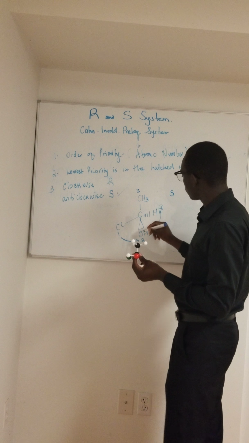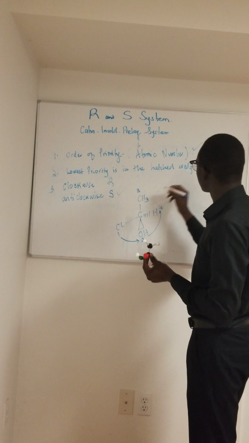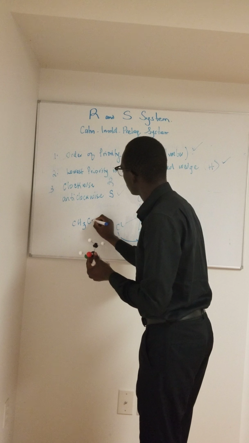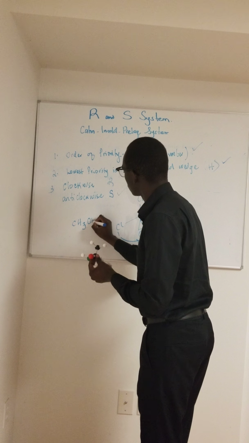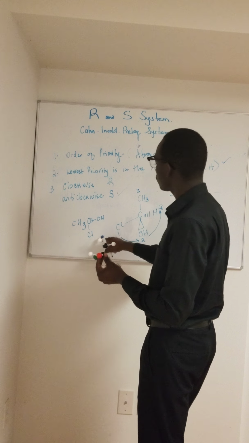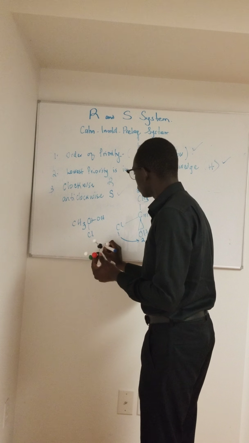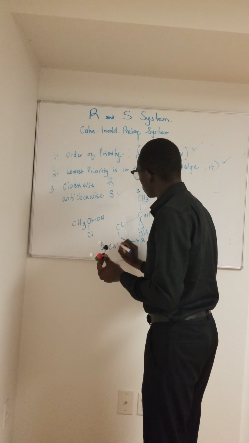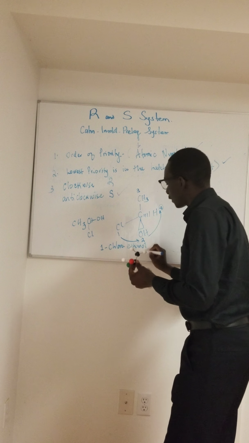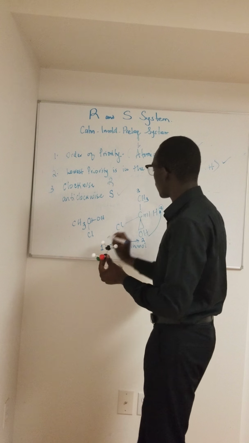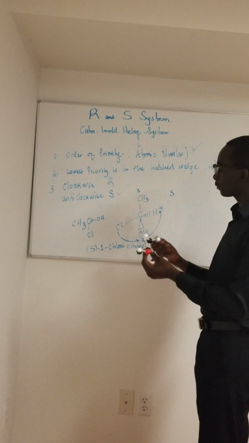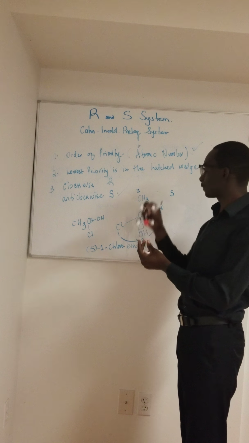So if this compound is CH3, C to the OH, then to the Cl, this is ethanol. So it is a 1-chloroethanol, but it's an S isomer. So we say S-1-chloroethanol. So this is how we name. Now this is an S isomer.